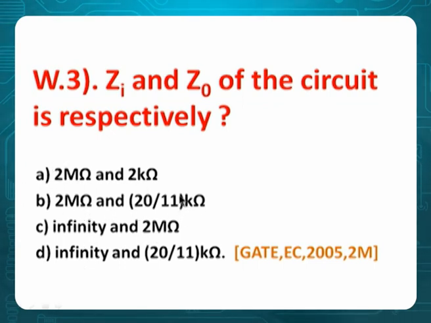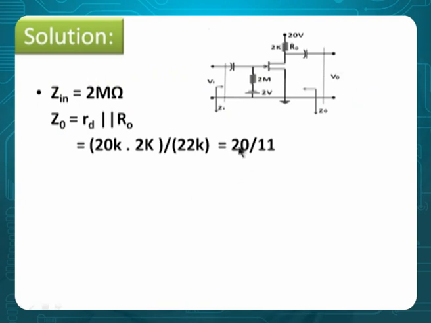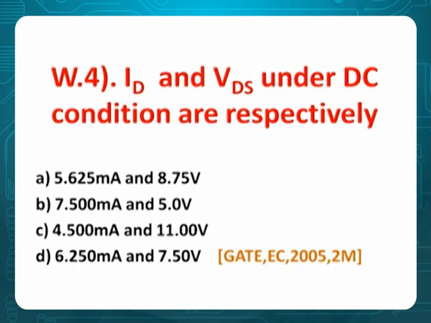Then small rd we have to cross check. Small output impedance is equal to small rd parallel capital RD. That is 20 into 2k by 22. So 22 by 20, because if you cancel this, 11 will come, 20 by 11. So this is the output impedance that you have. So in the first question we have done the output impedance. Therefore, the option is B.